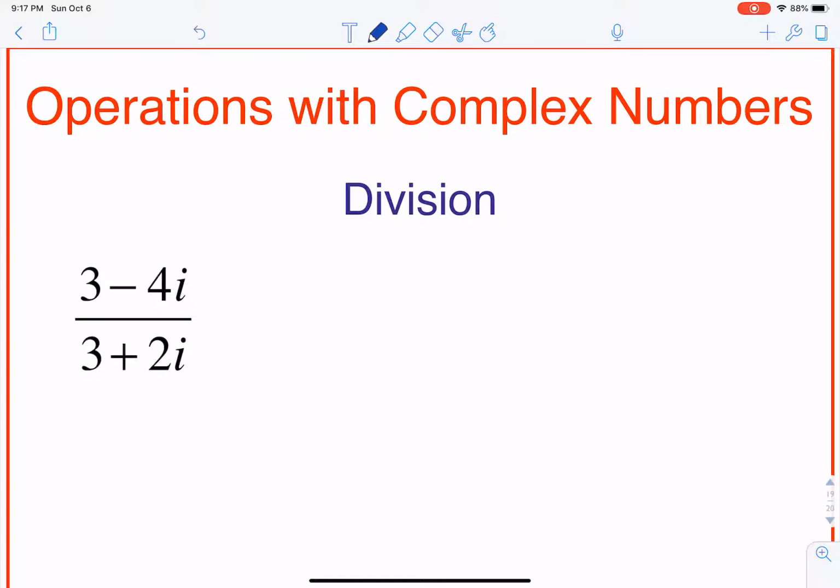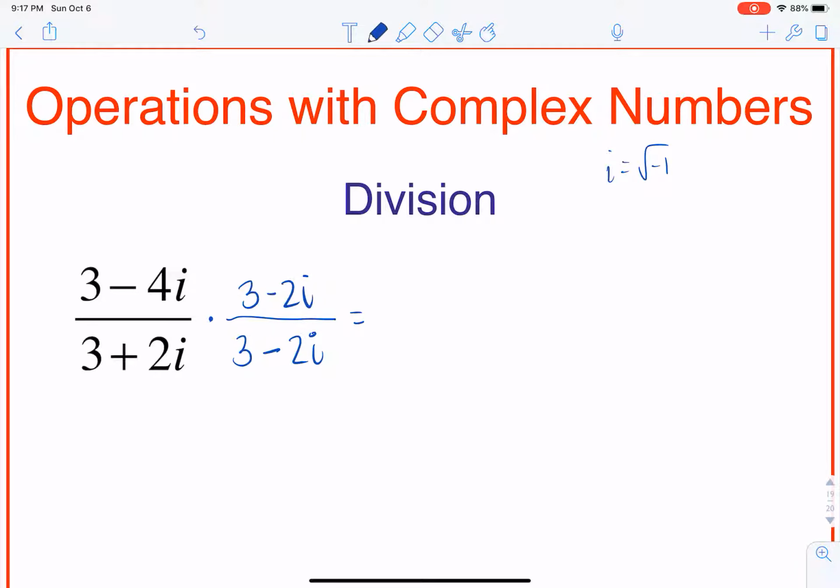Operations with complex numbers, so division. So this one is a little different, and if we think about what we're really doing here, remembering that i is the square root of negative 1, and how do we rationalize denominators when we're talking about radicals. So we're sort of doing the same thing here. I am going to multiply this by a fancy version of 1, and I'll pick a very specific fancy version of 1, and it will be the conjugate of my denominator. So 3 minus 2i.